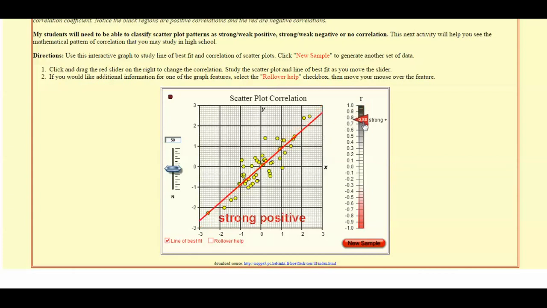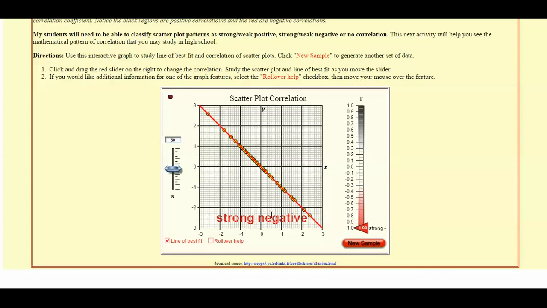Then once we move back down to 0, we're getting weaker and weaker positive correlations. And then 0 is no correlation, which is as weak as it could possibly be. And then as we move down toward -1, we're getting stronger and stronger negative correlations. And once you get to -1, it's a perfect negative correlation, which is as strong as it can possibly be. You can't have a negative correlation that's any stronger than this.